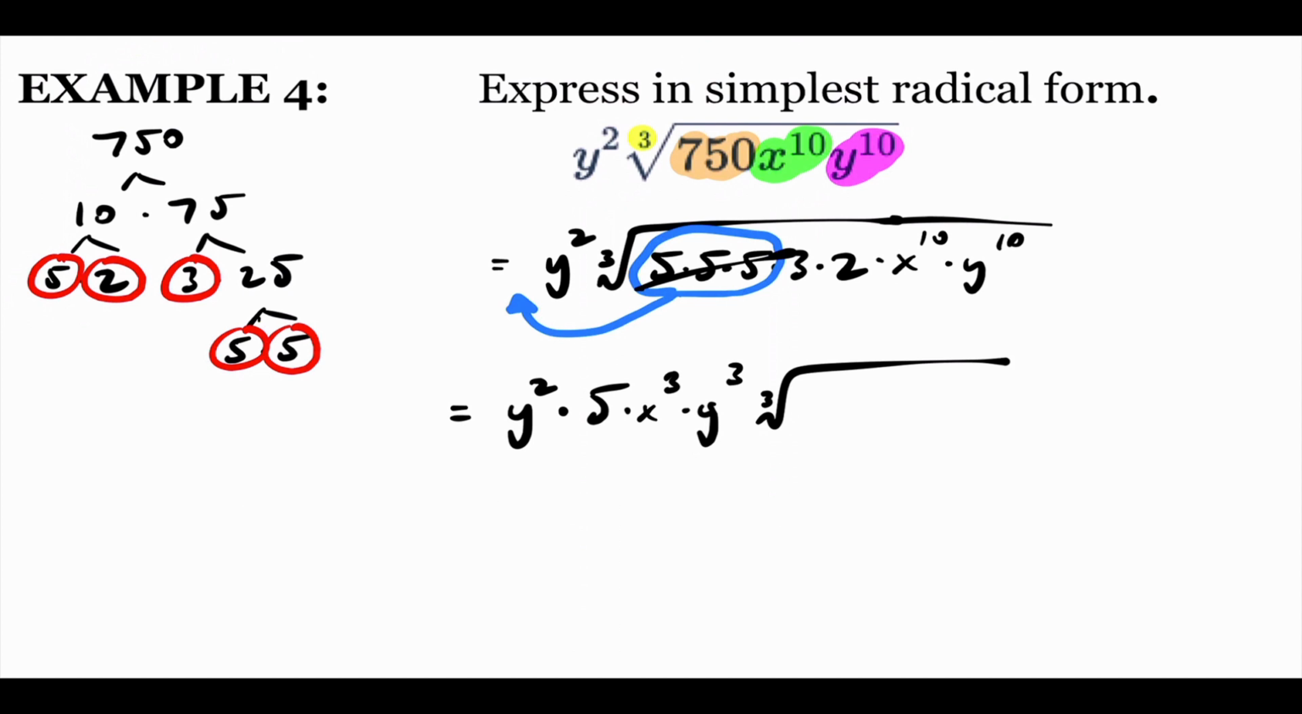Leftover. 3 times 2, which is 6. Do I have any x's left over? 1. Do I have any y's left over? 1. Clean it up a little bit. So I'm going to put the 5 in front. Let's go in alphabetical order. X goes first. How many y's am I going to have in front? 5. Yeah, 5 y's.